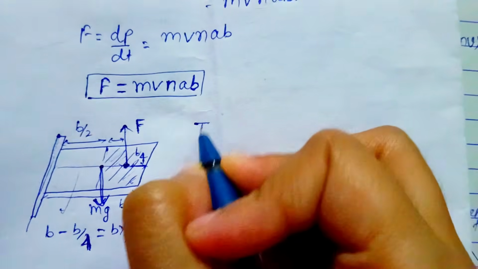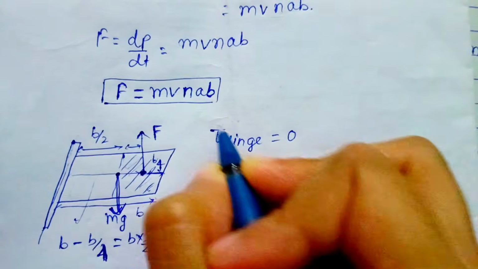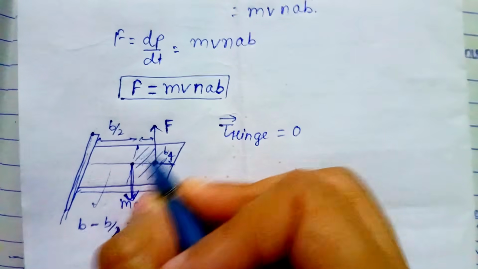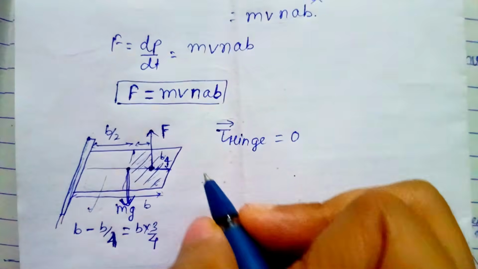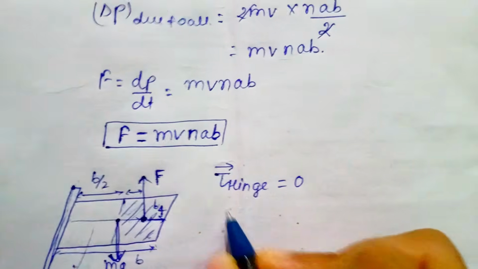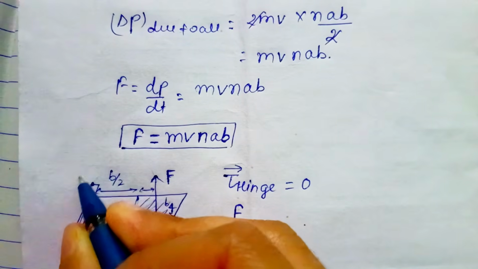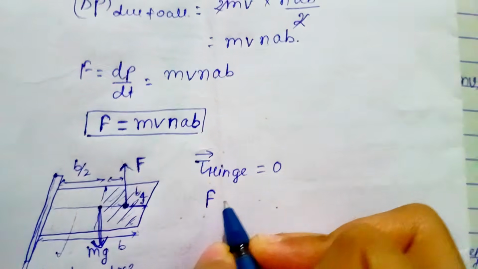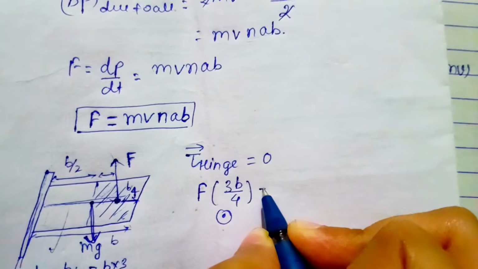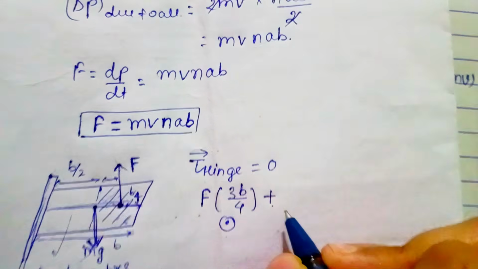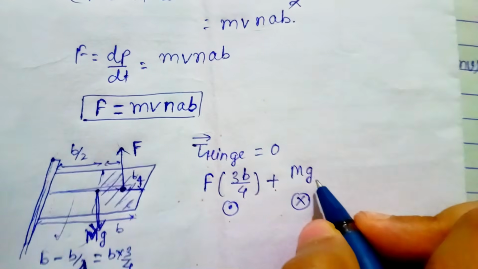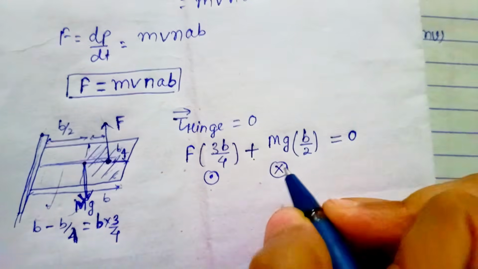Now we apply that torque about the hinge is 0, because this plate has been held in the horizontal position. This means both of these forces are balancing each other; the torques are equal in magnitude and opposite in direction. This F will try to rotate it in the anticlockwise direction, which is dot. So F multiplied by 3b by 4 equals mg, which rotates it in the clockwise direction, which is cross. Capital M is the mass of this plate, so capital M into g, into b by 2.